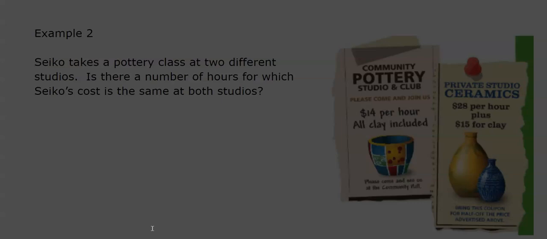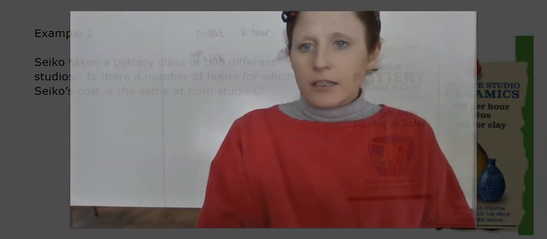And so at the Community Pottery Studio and Club, it looks like it's $14 per hour. All clay is included. Okay, so cost is equal to 14H. That's it, $14 per hour. In the other studio, Private Studio Ceramics, it says $28 per hour plus $15 for clay. Bring this coupon for half off the price advertised above. Okay, so let's take a look. $28 per hour plus 15 for clay.